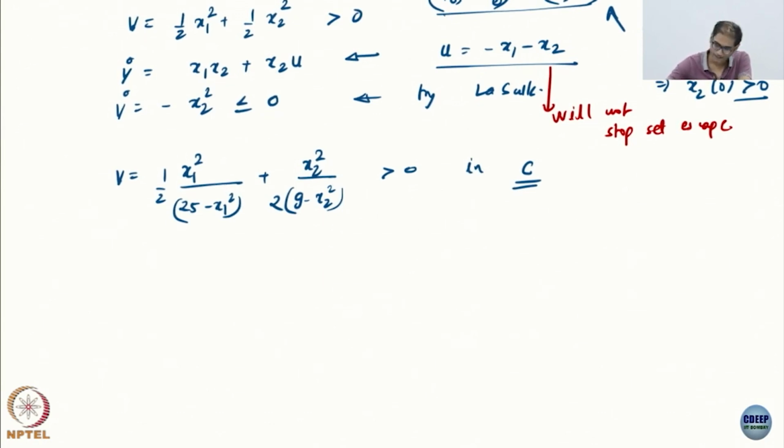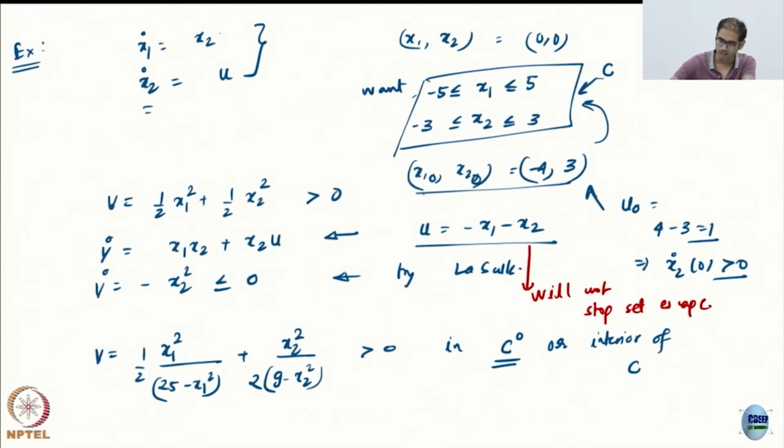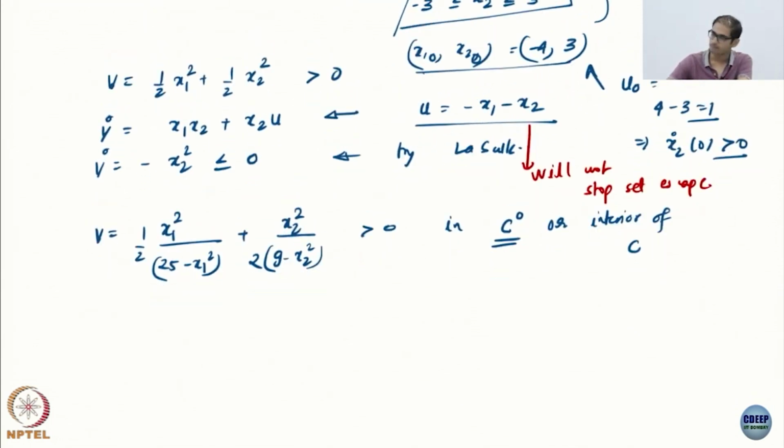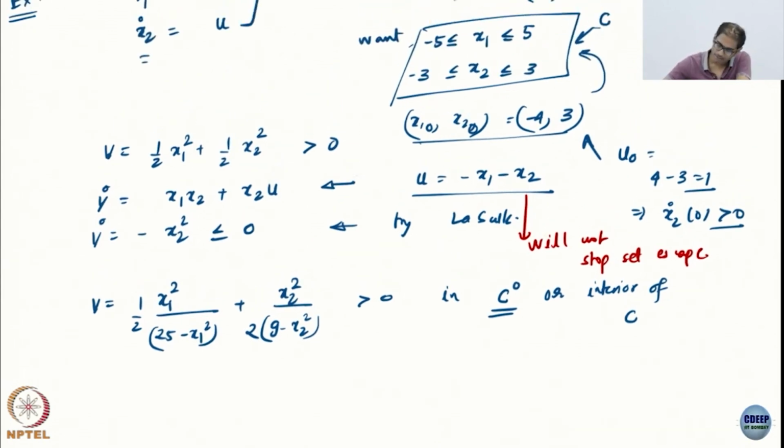What else happens? Positive, I would say actually in C0 or interior of C. Do you understand the notion of interior of a set? Everything but the boundary. In this case, plus minus 5 and plus minus 3 is the boundary, everything inside is the interior. So basically if I change the inequality to a strict inequality, that's the interior of the set. So in the interior of the set, this is positive definite, behaves exactly like your standard Lyapunov function, no problem. What happens at the boundary?